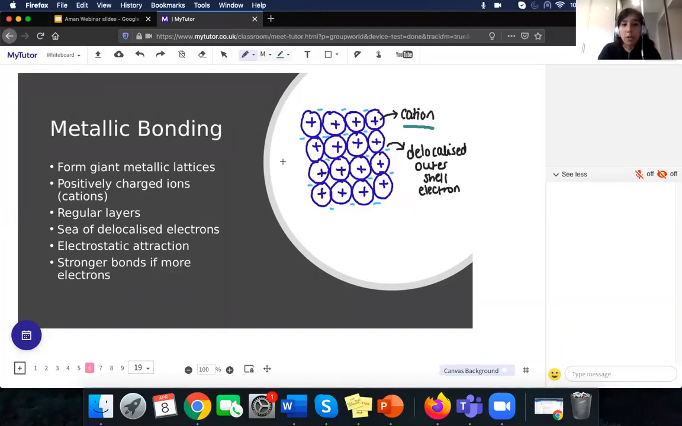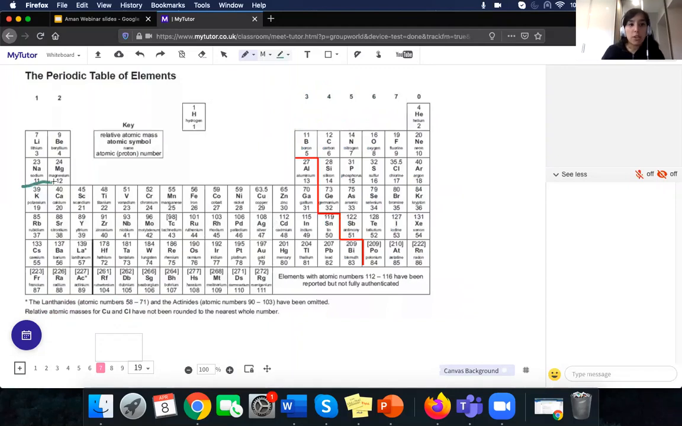Okay, so what we can see in this structure is we've got these positive ions and these delocalized outer shell electrons. To understand that, let's imagine that this diagram I've drawn is sodium. So if we go to our periodic table, here is sodium. It's in group 1 and it has 11 electrons in its element. And that means in its outer shell, it has 1. That's because there are 2 electrons in the first shell, 8 electrons in the second shell, 2 plus 8 is 10. That means there is 1 electron in the third and outer shell.